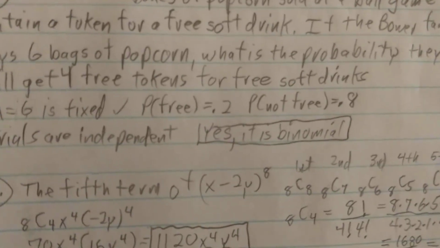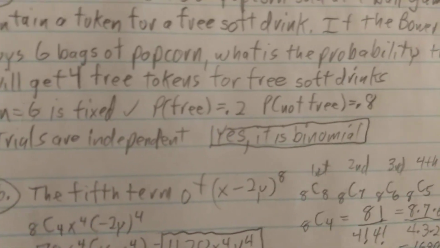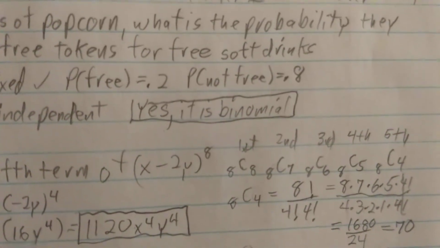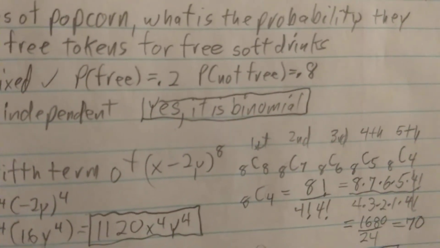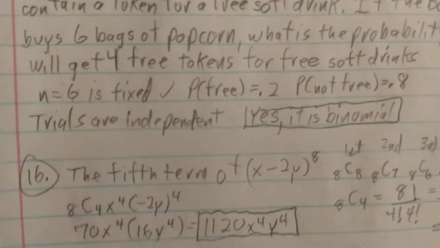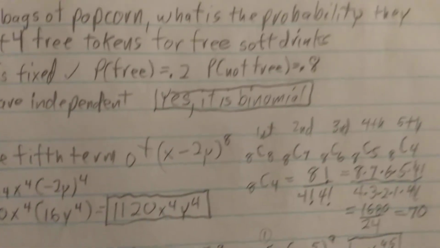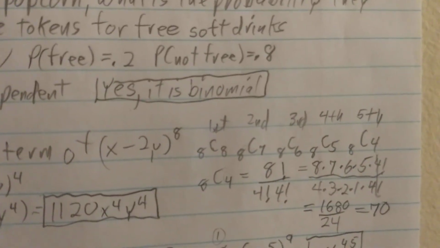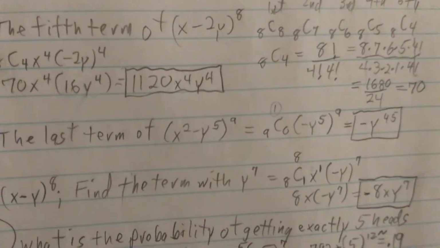Probability of success is 0.2, or 20%. Probability of not getting the token is then 0.8, or 80%. And the trials are independent, n is fixed, and the probabilities of success and failure are there. There are only 2 cases, and so yes, it is binomial.